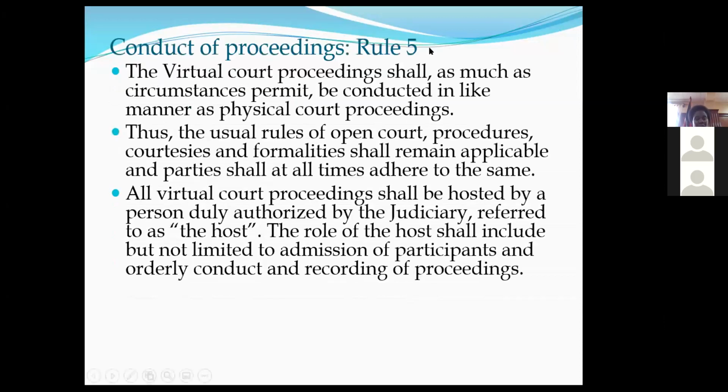Next slide, please. So Rule 5 deals with the conduct of proceedings. And I think this is very important because I think my brother Justice Mabeya will be speaking to the same. The most important thing to note is that the virtual court proceedings shall, as much as the circumstances permit, be conducted in like manner as physical court proceedings. That is important because then we are saying that the usual rules of open court in terms of procedures, courtesies, and formalities shall remain to apply, and the parties are expected to observe and adhere to the same.